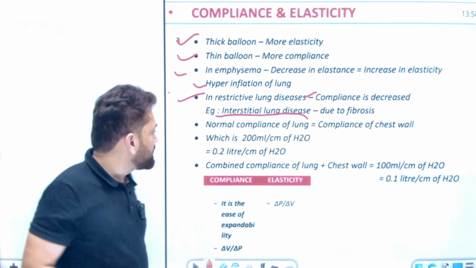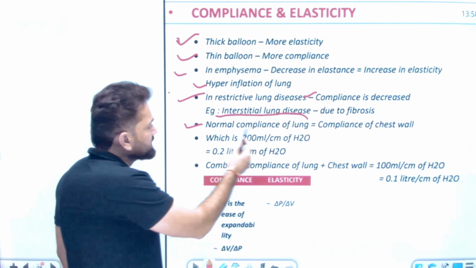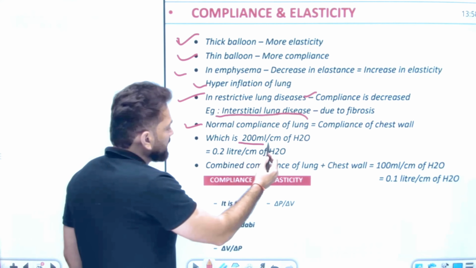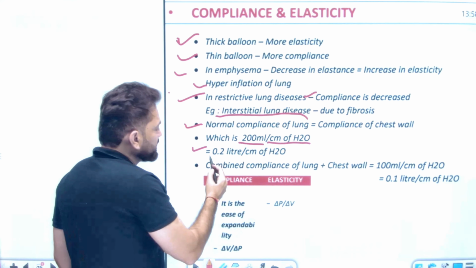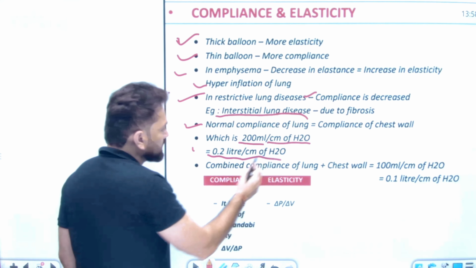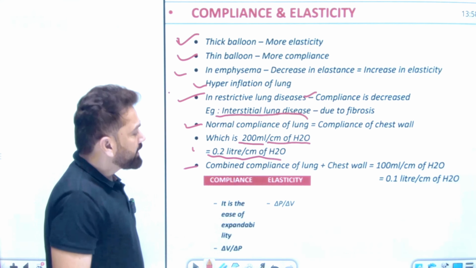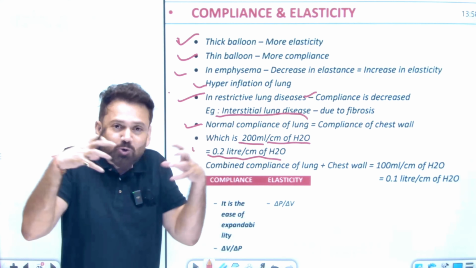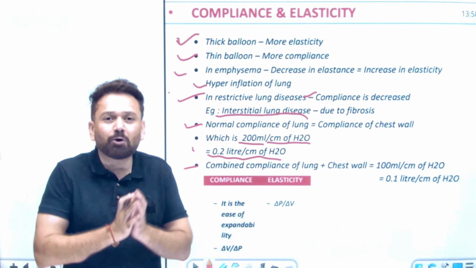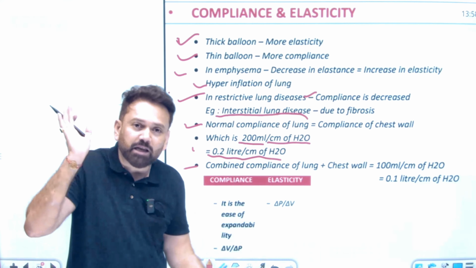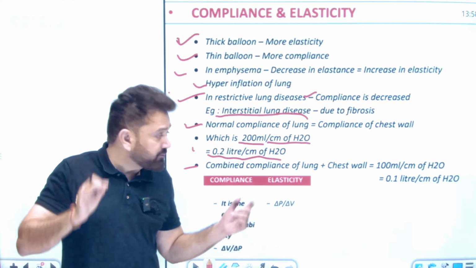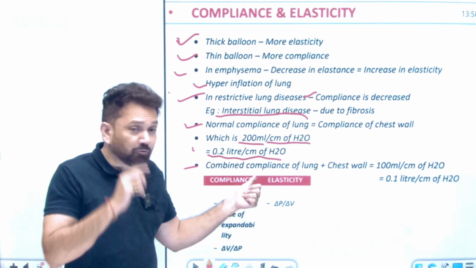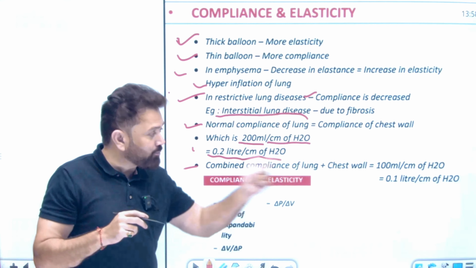I will discuss that. Now, normally compliance of lung and compliance of chest wall is equal, which is 200 ml per centimeter of water, or you can say 0.2 liter per centimeter of water. But if you combine them together, it becomes 0.1, because both are going in opposite direction. Lungs want to collapse, chest wall wants to expand, so both are going in opposite direction, so it will decrease. So 0.2 plus 0.2 is not 0.4. Here 1 upon 0.2 plus 1 upon 0.2, it becomes 0.1.